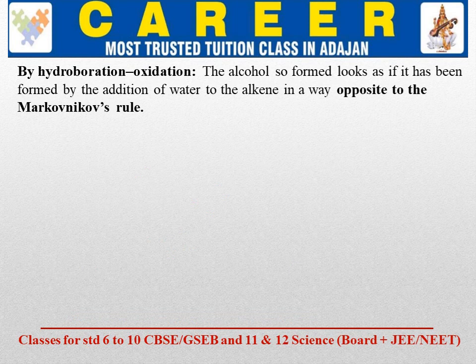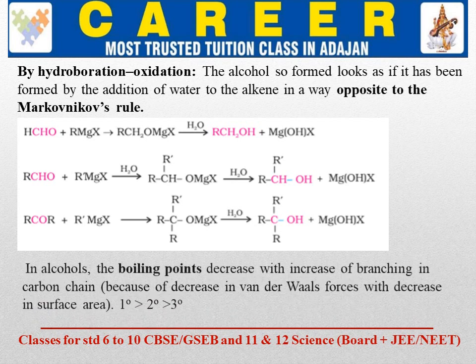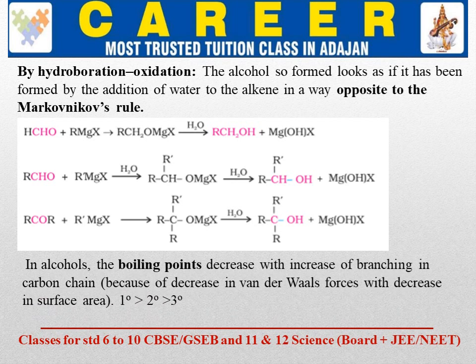In hydroboration oxidation, we get a primary alcohol as the product because it does not follow Markovnikov's rule. If we react an aldehyde or ketone with Grignard reagent, the only aldehyde that gives a primary alcohol with Grignard reagent is formaldehyde. Any other aldehyde reacts with Grignard reagent to give a secondary alcohol, whereas a ketone gives a tertiary alcohol. In alcohols, like haloalkanes, as the branching increases, the boiling point decreases.